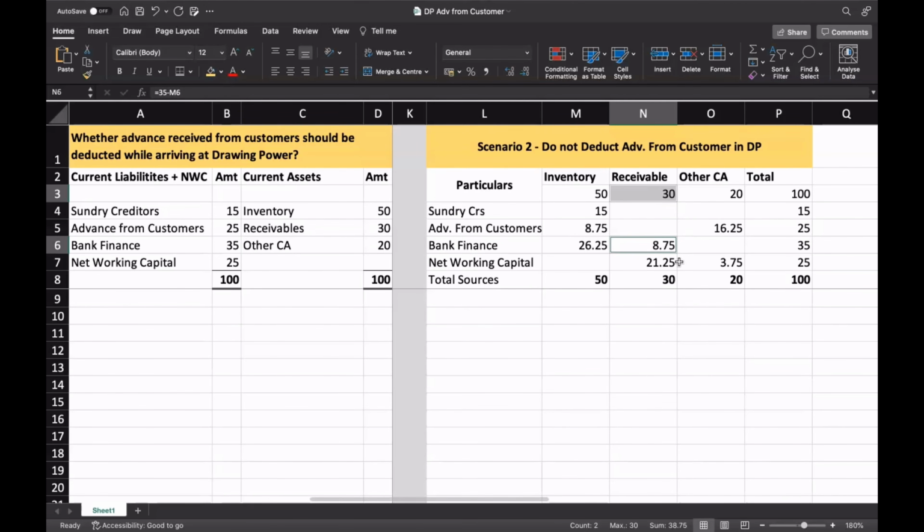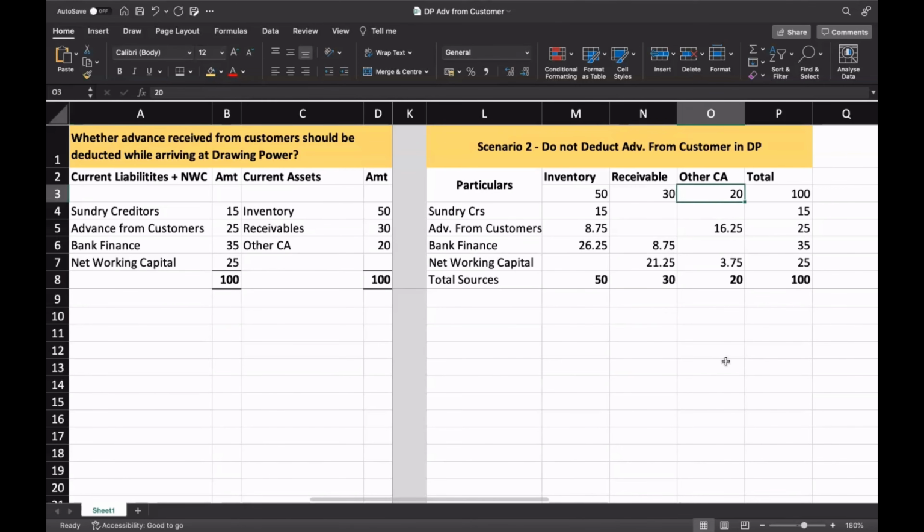Who can fund this 21.25? It can be funded by net working capital. Net working capital is 25. We have not yet touched this. So out of 25, the gap is only 21.25. Let's use it. So what will happen now? This 30 is now fully funded. 8.75 bank finance, 21.25 net working capital. So it is done. It is taken care.